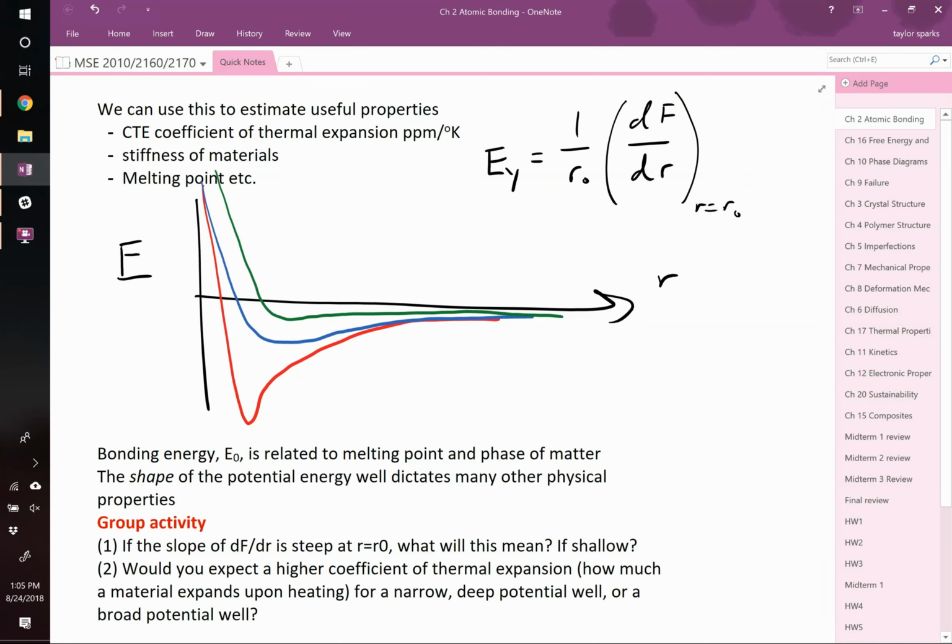Ashton. The ceramic would be the one that has the highest energy. Most energy. It's the one that has the highest melting point. The metal and the polymer. Yeah, that's exactly right. So in that case, the red one would be the ceramic.